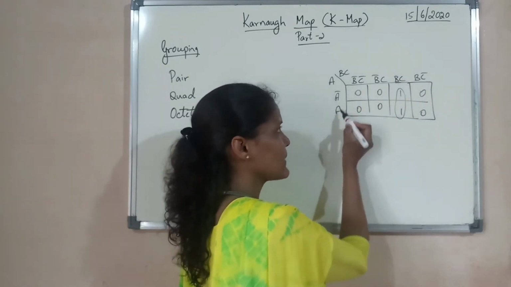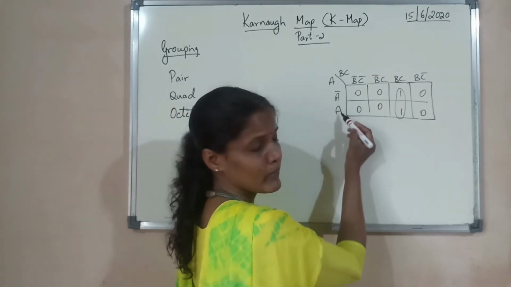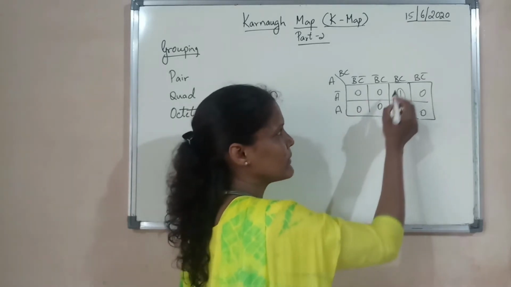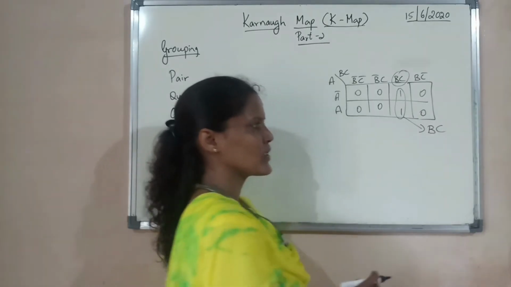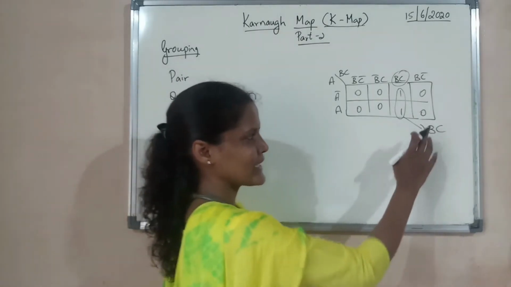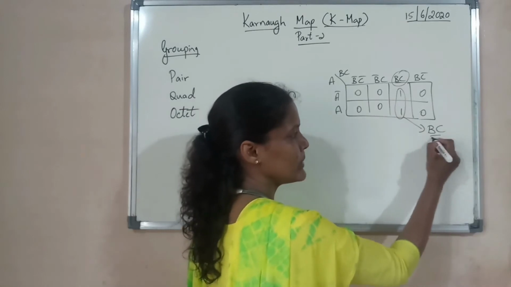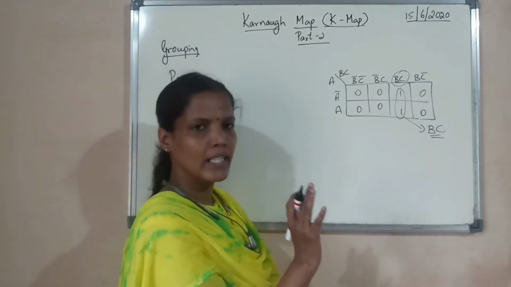Here, A is present in both complemented and uncomplemented form. So A will be completely eliminated, but BC will remain. So the simplified expression for this particular K-map is BC according to the K-map technique.